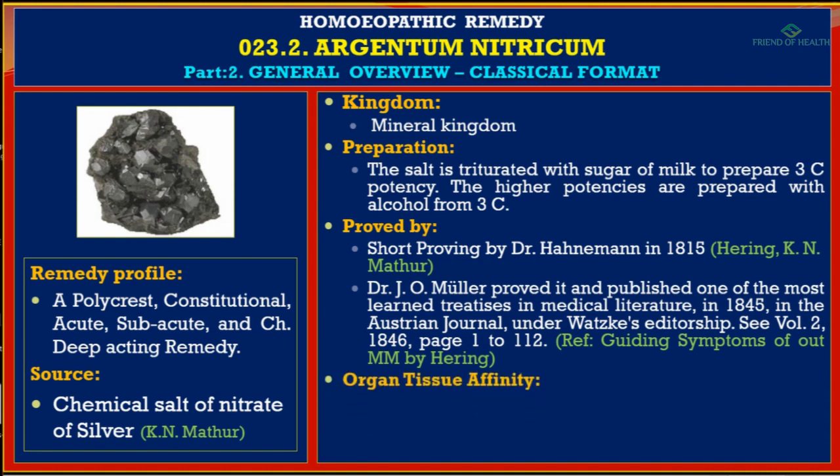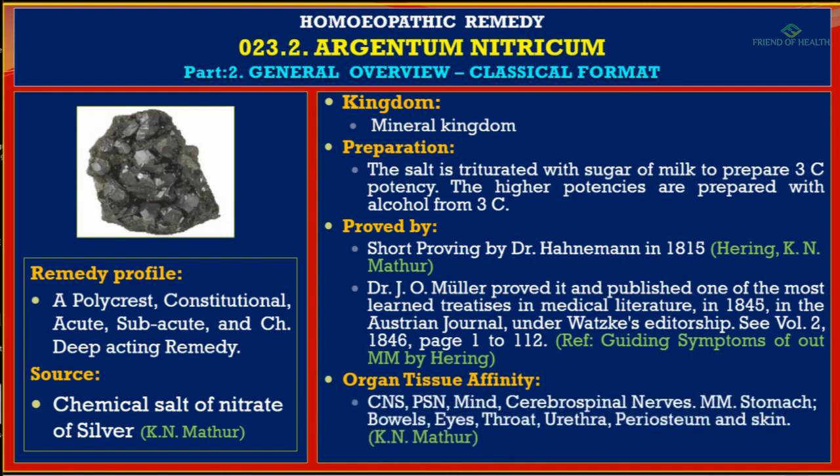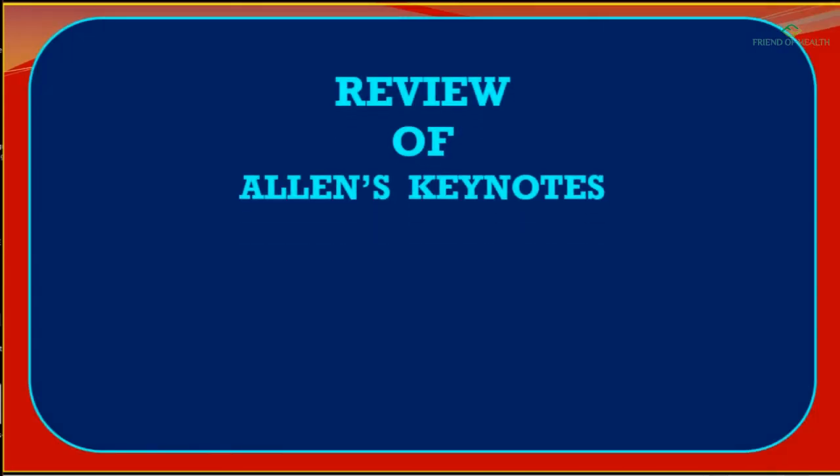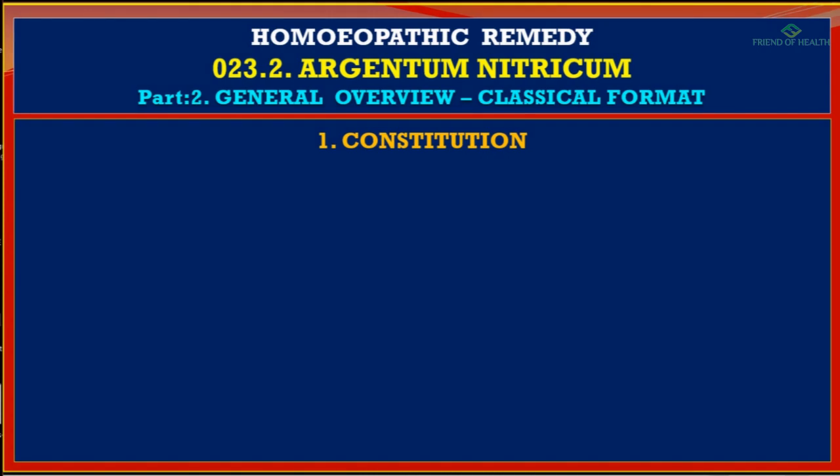Now we come to the organ tissue affinity or sphere of action. It is the central nervous system, peripheral nervous system. PNS is wrong, read it: peripheral nervous system, PNS. Mind, cerebrospinal nerves, spinal nerves and cranial nerves, mucous membrane of stomach, bowels, eyes, throat, urethra, periosteum and skin. Let us go to the review of Allen's Keynote with add-on information in classical format now.